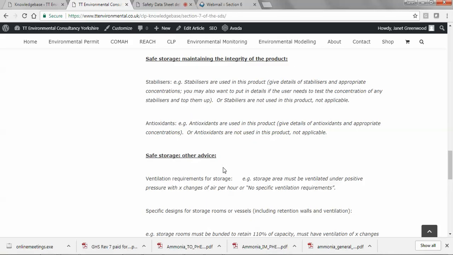So going back to safe storage, stabilizers in the product, antioxidants in the product. Put information if you have it. If you've got a stabilized product, it's really super important, particularly if you're dealing with monomers that may polymerize, or with products that have antioxidants to stop them going on fire.